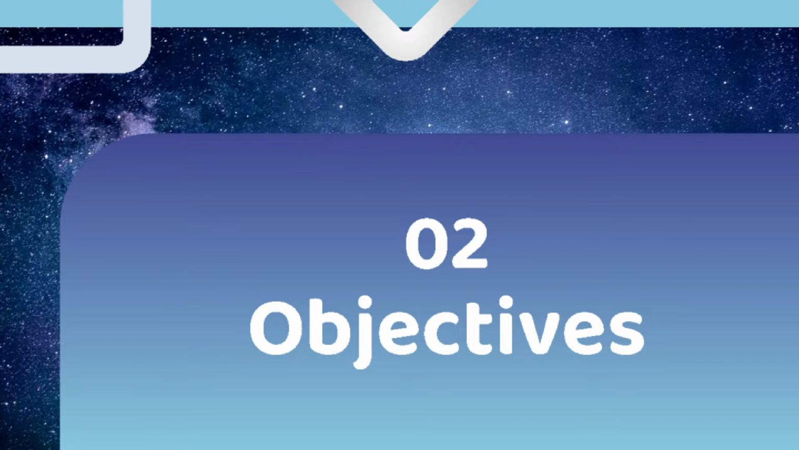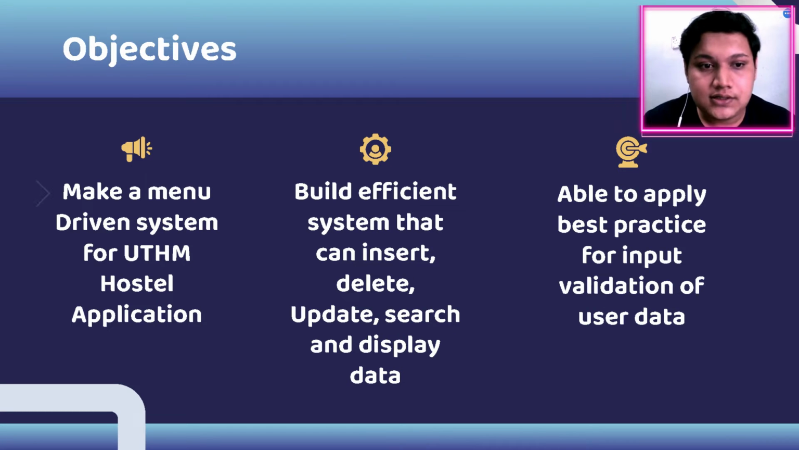Next is objective. Our system has three main objectives. First is to make a menu-driven system for UTHM hostel application. Second is to build an efficient system that can insert, delete, update, search and display data. And the last objective is to be able to apply best practice for input validation of user data.